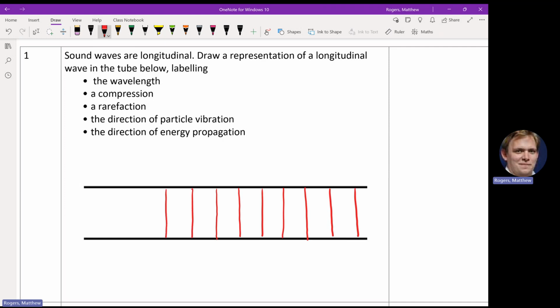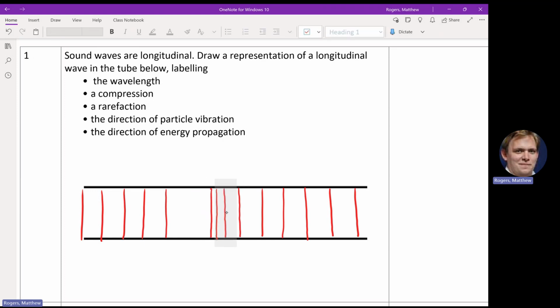So this might be how I would represent the air inside the tube if there wasn't a sound wave going through and the pressure was uniform at all points. Now, once I've got this, what I want to do is to show that in some parts the air particles get closer together and in other parts they get further apart. So on one note, it's relatively easy to think about moving these.